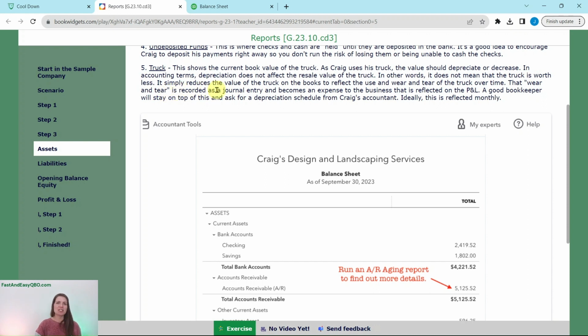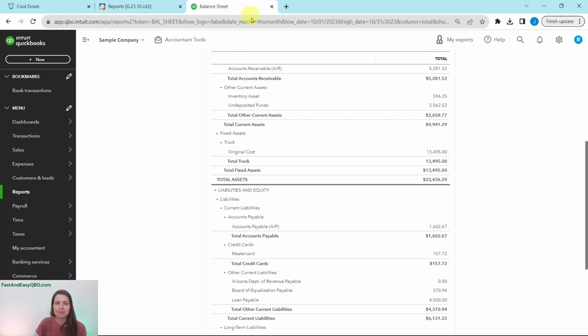It simply reduces the value of the truck on the books to reflect the use and wear and tear of the truck over time. That wear and tear is recorded as a journal entry and becomes an expense to the business that is reflected on the profit and loss statement. A good bookkeeper will stay on top of this and ask for a depreciation schedule from Craig's accountant. Ideally, it is reflected monthly. So let's see where that is. Here you see under fixed assets, this truck that it's showing here.